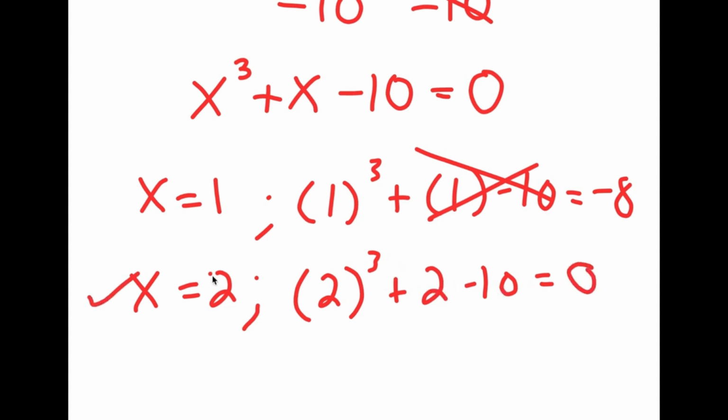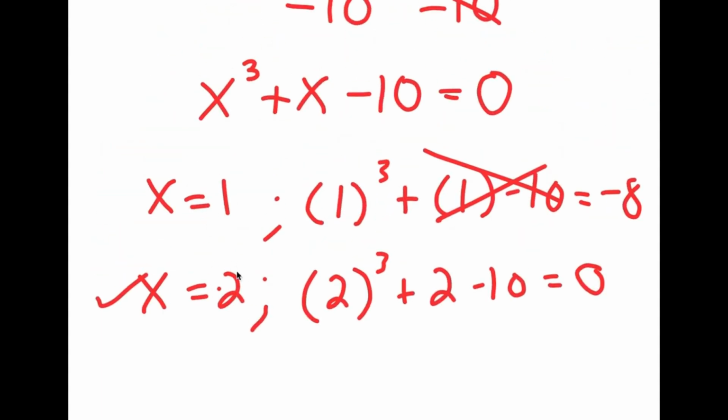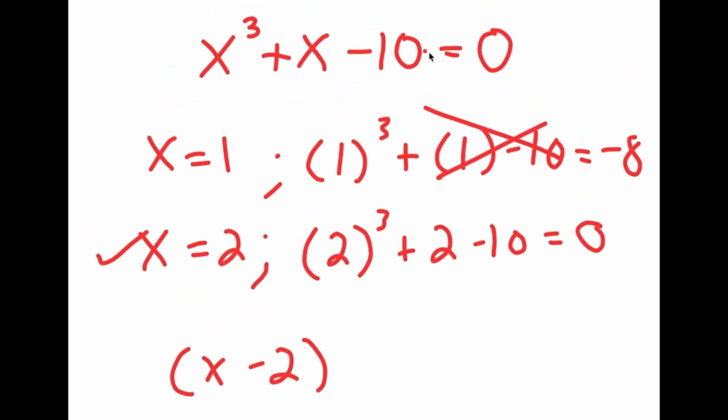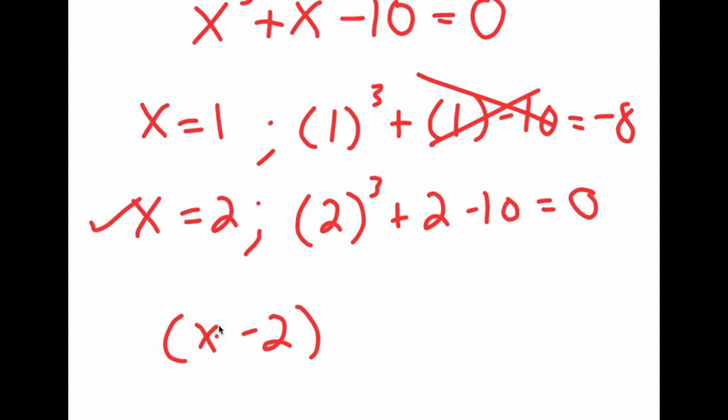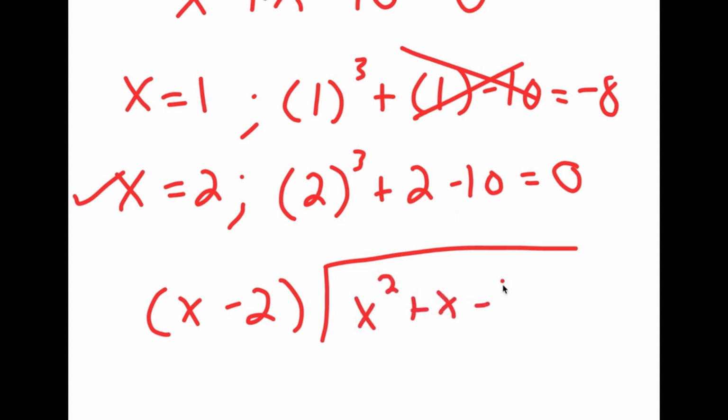So this works. So now that we have one solution of x, we can use this solution to find out the rest of the solutions. And how are we going to do that? Well, if x equals 2, this means that x minus 2 is a factor of our original equation, because if we plug in 2 for x, x minus 2 equals 0. This means that I have to divide x to the power of 3 plus x minus 10 by x minus 2.